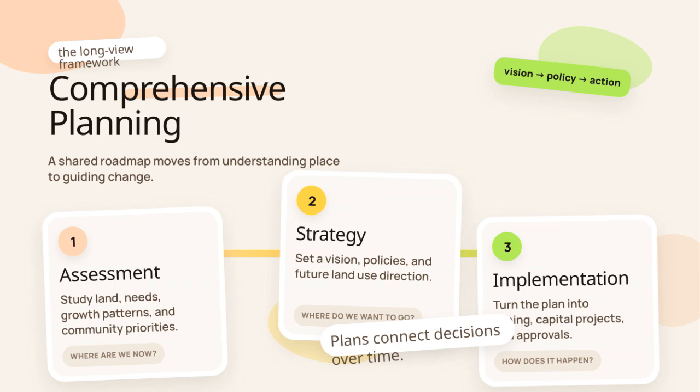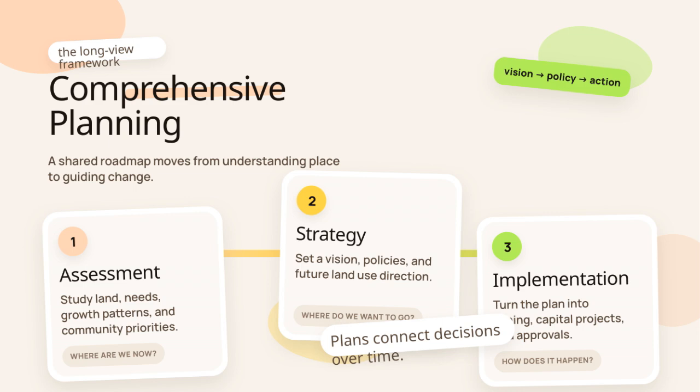Here, we see a shared roadmap that guides us from understanding a place all the way through to driving meaningful change. This long-view framework is what we call comprehensive planning. It unfolds in three key steps. First, the assessment phase. This is where we study the land, look at community needs, growth patterns, and priorities. Essentially, we're asking, where are we now? It's about gathering the facts and understanding the current situation.